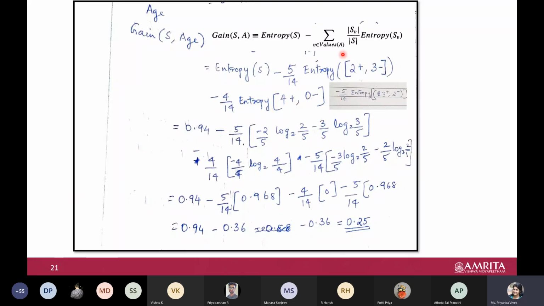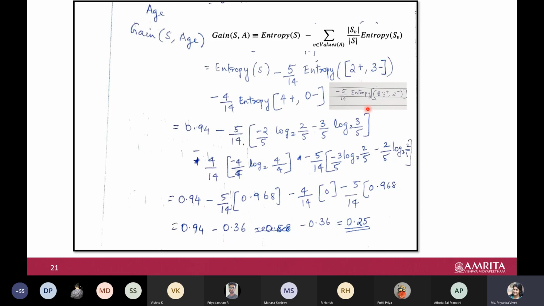It's better to write this first, otherwise you get confused because you may have a tendency to write this inside. So don't do that. Just write this first and then you substitute. Once you write entropy of something like this, you will know how to substitute. So write this step before doing this. Don't get confused. Now this is the second value of age.